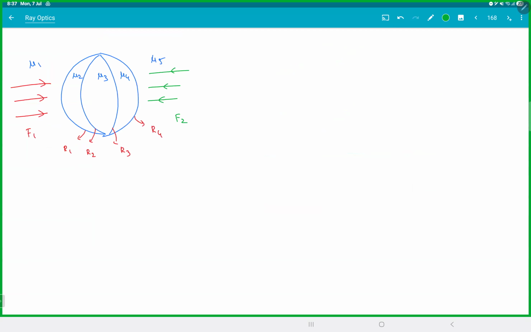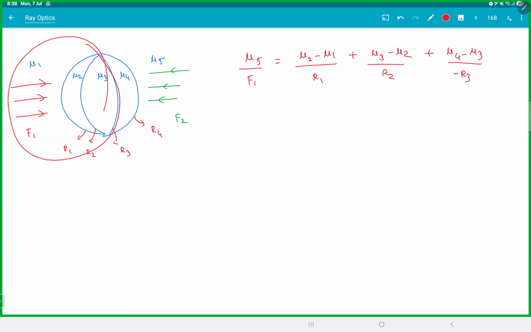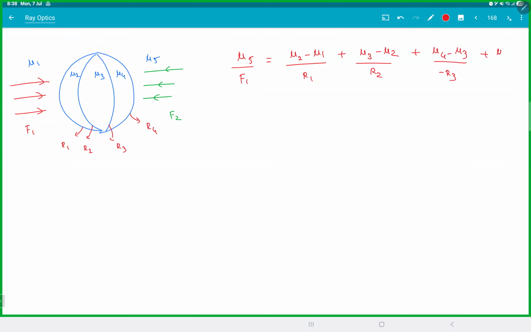Now using the same logic here, see how it looks. The light rays are going to mu5, so this will be mu5 by F1. Light rays are going from 1 to 2, so final minus initial, mu2 minus mu1. R1 is positive, the center is on the right hand side, so plus R1. Then light rays are going from 3 to 2, so mu3 minus mu2 by R2, that is also positive. Then light rays are going from 4 to 3. R3 is a negative sign because look at R3's circle, R3's center is on the left hand side. And then mu5 minus mu4 by minus R4.